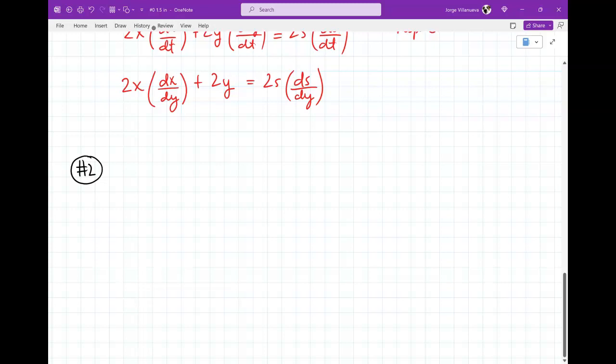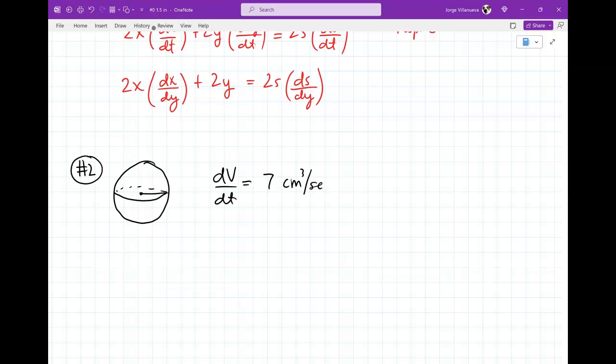So air is being pumped into a spherical balloon. So here's my spherical balloon, at the rate of 7 cubic centimeters per second. Cubic centimeters is volume, so that's dV/dt. They said it's being pumped in, so 7 cubic centimeters per second. Okay, so that's positive.